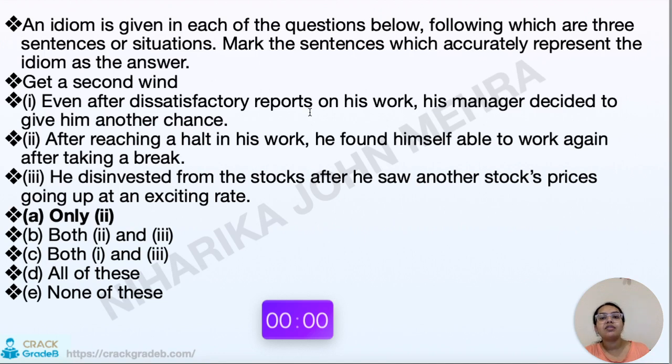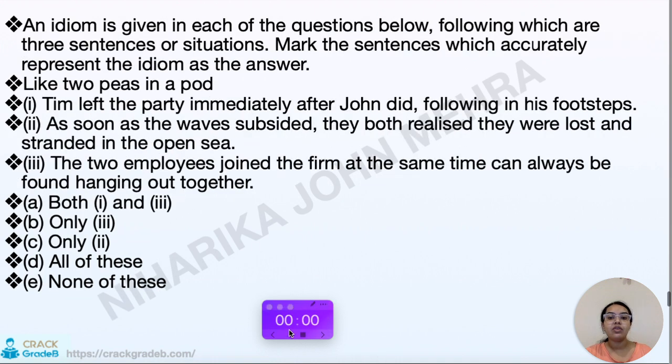Even after dissatisfactory reports on his work, his manager decided to give him another chance. So this is something unexpected happening, not what we want. And the third one says he disinvested from the stocks after he saw another price going. So this, again, is not the scenario. A person is recharging himself or herself, getting back with more energy, something which was already started. Only the second. Let's quickly do this one. I won't be explaining this because it's not that tough and the question is quite easy.